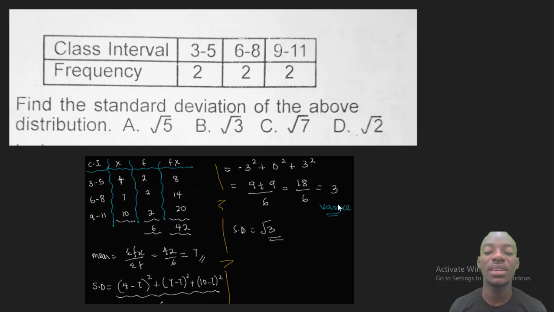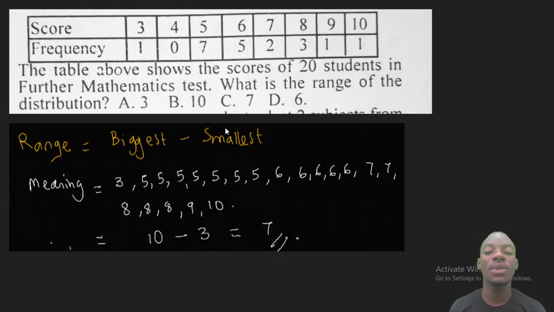So my variance is 3. Now the standard deviation is the square root of 3. And that's my answer here, root 3. Okay, so let's see. Now the next question says, what is the range? Biggest number minus smallest number.